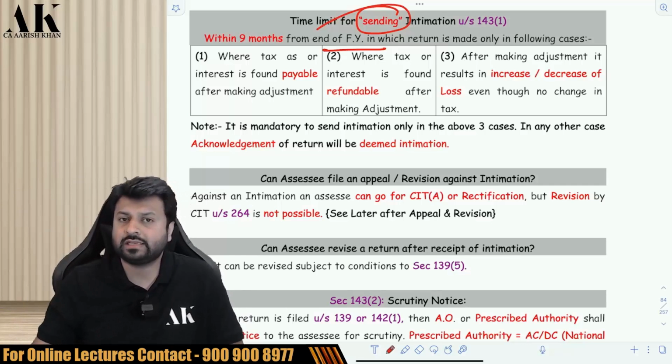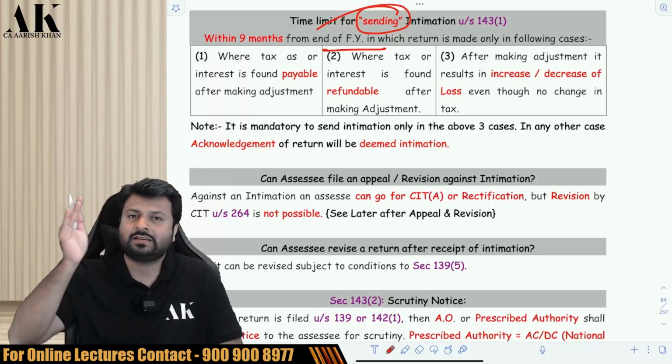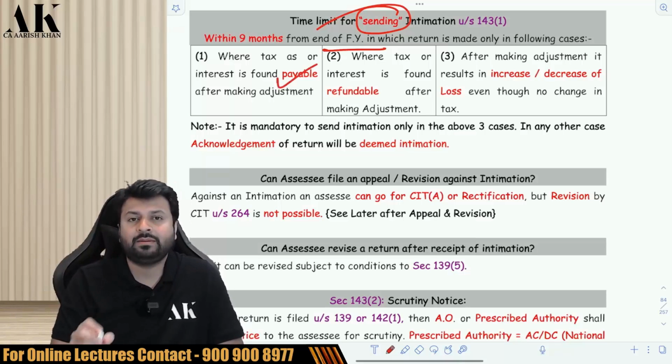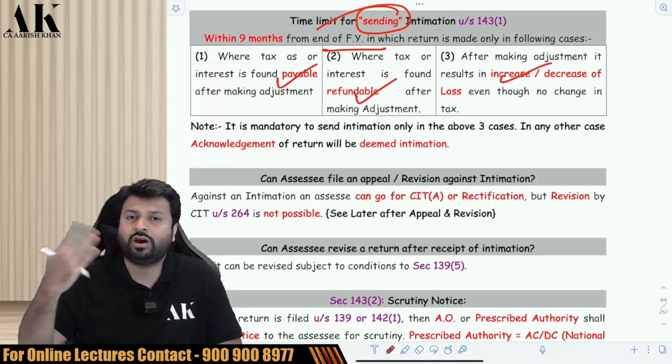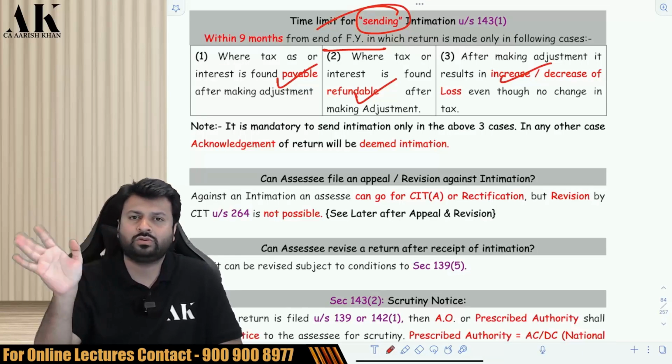Will they send in every case? No. They will only send if there is some addition or deletion and there is a demand payable, or there is a demand refundable, or there is some increase or decrease in loss because of the addition or deletion, or else they are not going to send you the intimation.